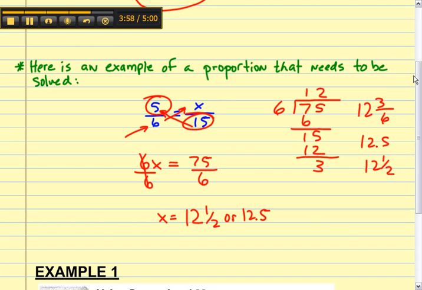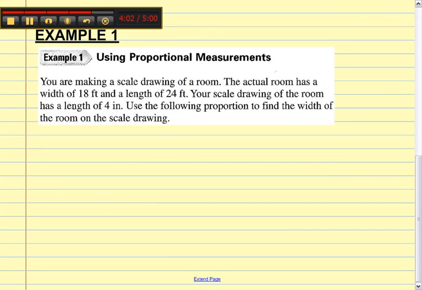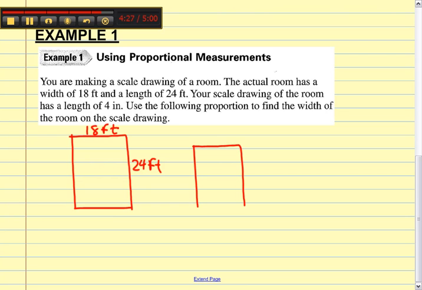Now let's go down here and look at this first example. It says, you are making a scale drawing of a room. The actual room has a width of 18 feet and a length of 24 feet. That's the actual room, but I don't want a map of my room that's the same size as my room. That's too big. It doesn't fit in my pocket or on my desk.